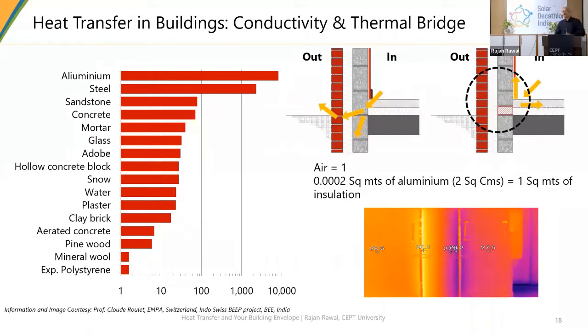What is the comparison between these two? As you just observe, although I'm showing you various materials here, the x-axis is a logarithmic axis. It's not linear. So aluminum transfers a lot of heat as compared to adobe, as compared to clay brick, as compared to aerated concrete, and as compared to mineral wool. Huge difference.